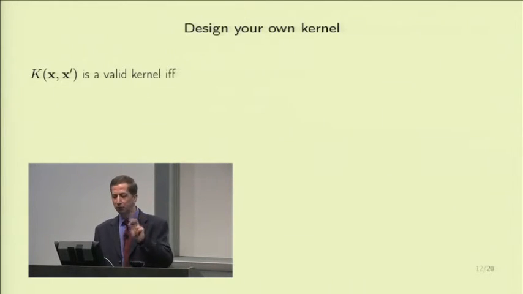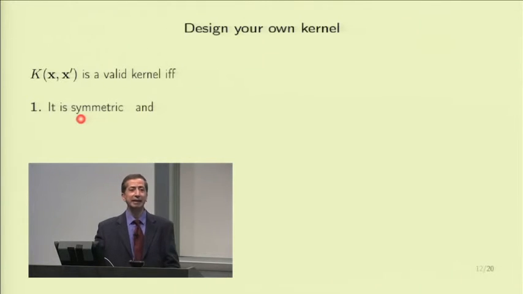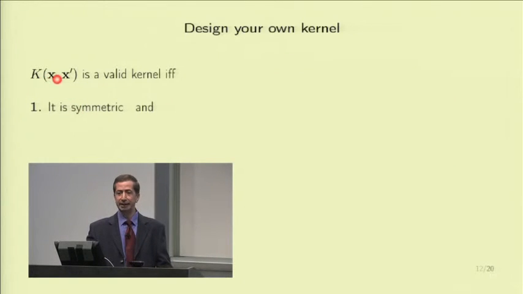Two conditions in conjunction need to be satisfied. One is the fact that the kernel is symmetric. That should be abundantly obvious. Symmetric being k of x and x dash being equal to k of x dash and x.